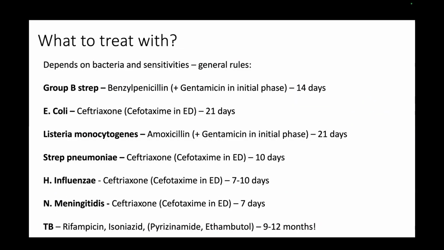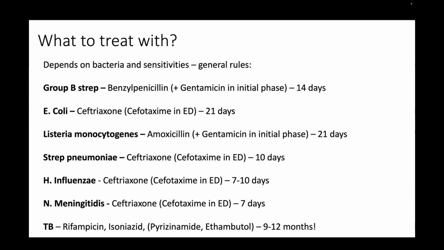And then what are we going to treat with? What are our optimal antibiotics for different bacteria? So general rules, and this is specific to the UK. In some settings, you may have some different resistance patterns, but overall, these would probably be the most appropriate antibiotics, I would suspect. Group B strep is always going to be penicillin sensitive, so you're going to treat with benzyl penicillin. And usually in the initial phase, the first couple of days while a baby's unwell, you might have gentamicin as well, with a total treatment course of 14 days.